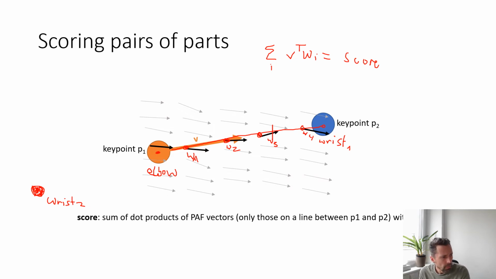Okay, so what about a vector V that points to this second candidate and the same flow field here? You will produce dot products that are negative, exactly, right? Because they look into opposite directions. So that score between that elbow and that wrist hypothesis will be negative.